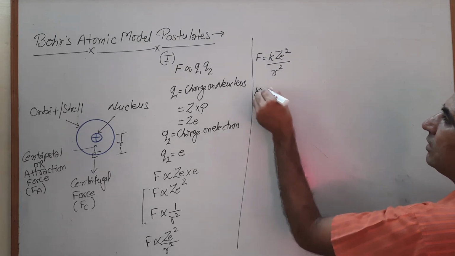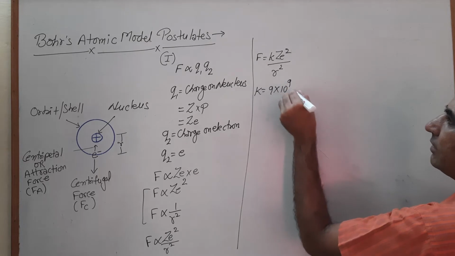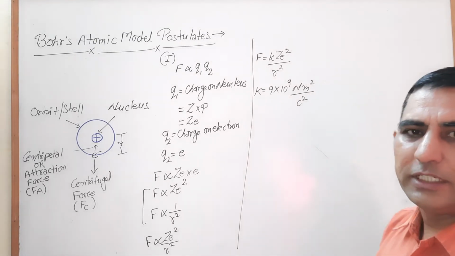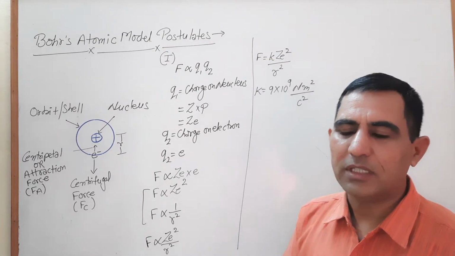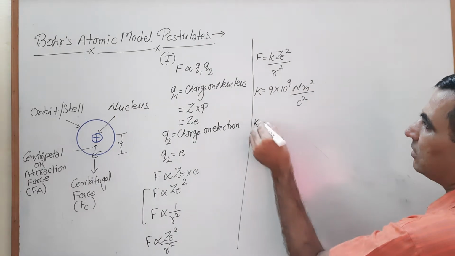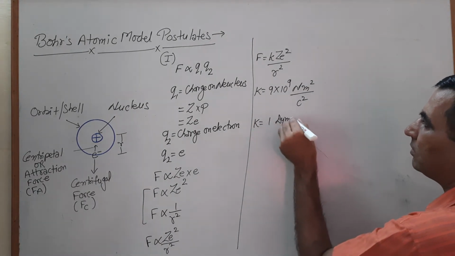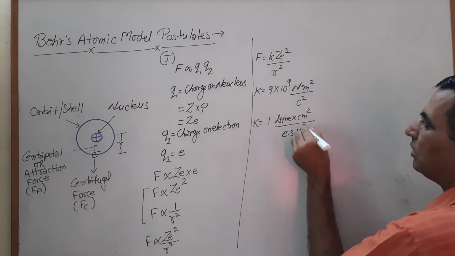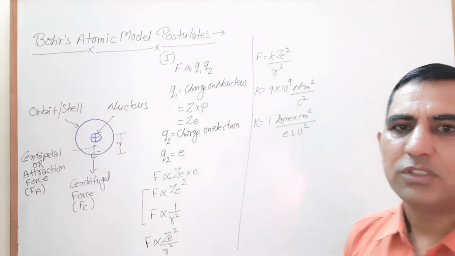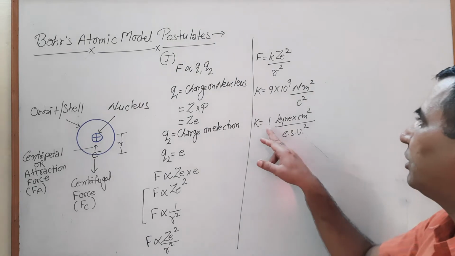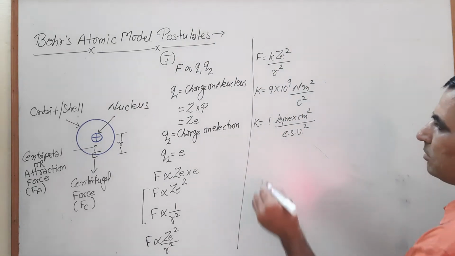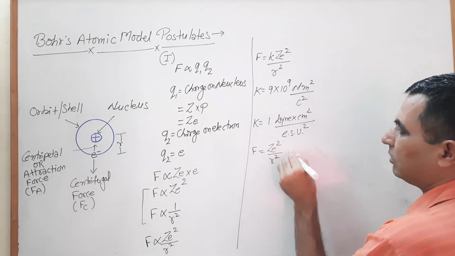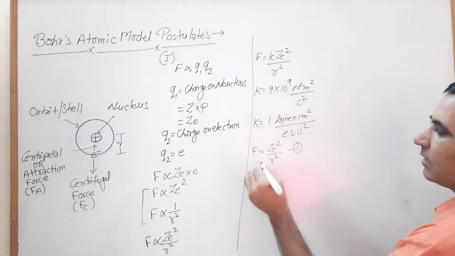The value of K is 9 into 10 to the power 9 Newton meter square per Coulomb square. But in chemistry we deal with CGS units. In the CGS system, the value of K is 1 dyne centimeter square per ESU square. ESU is the unit of charge, electrostatic unit. So there is no need to write K here. In simple words, F is equal to ZE square by R square. Let this be equation 1, or Fa.